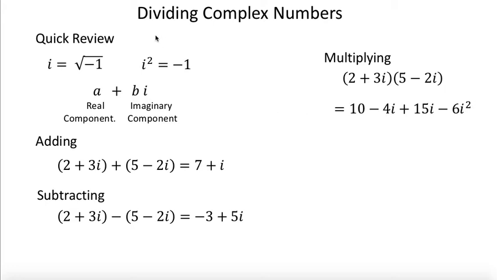Now, like you remember from over here, i squared is -1. So -6i squared is plus 6. And your -4i plus 15i is 11i. Okay, and you just simplify. And multiplying two complex numbers gave you an answer that is one complex number, with a real part and imaginary part in that order. Okay, so that's adding, subtracting, multiplying. We'll do dividing in a minute, where you're going to have to use all these skills.